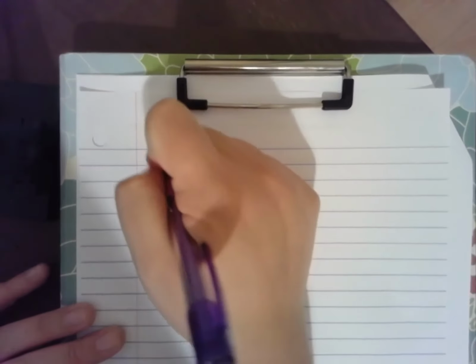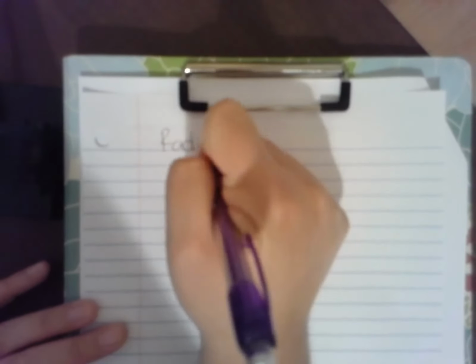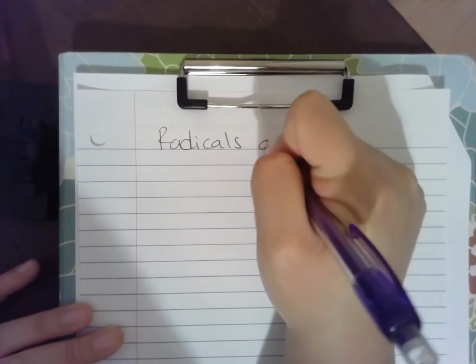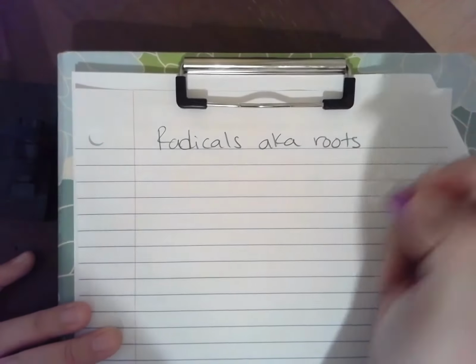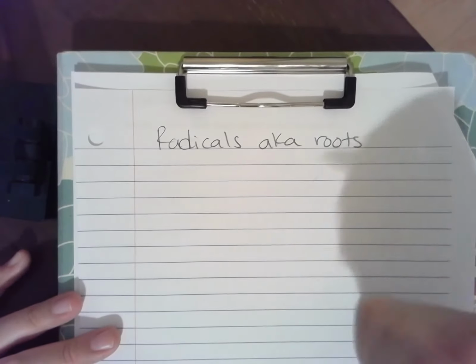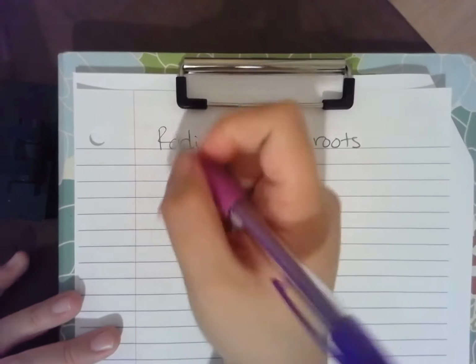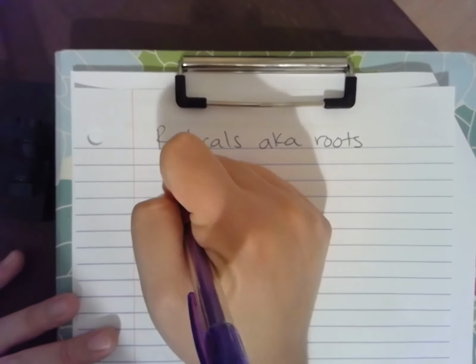Today we're going to talk about radicals, which are also known as roots. Now, what is a root or a radical? A root or a radical is the opposite of an exponent.